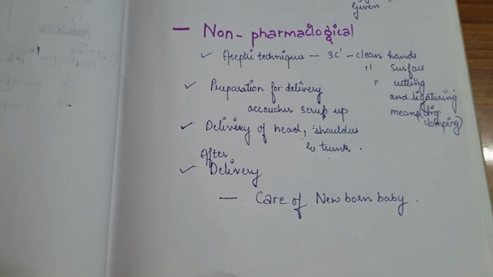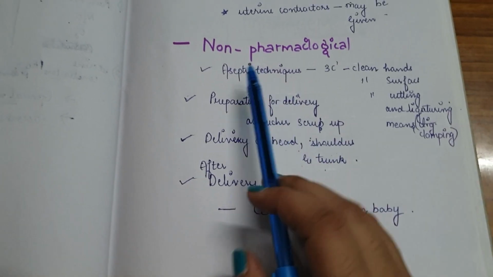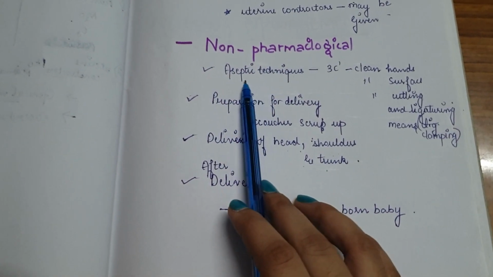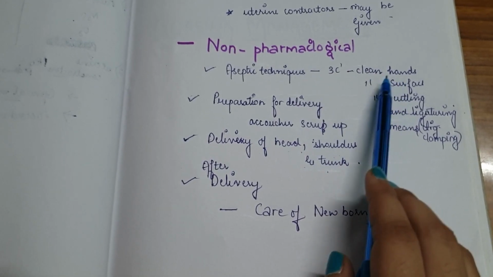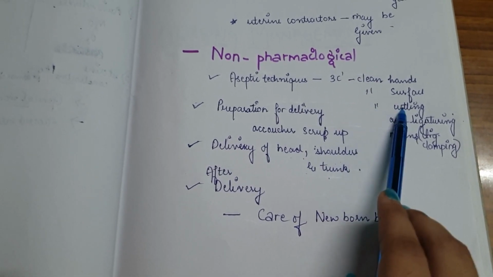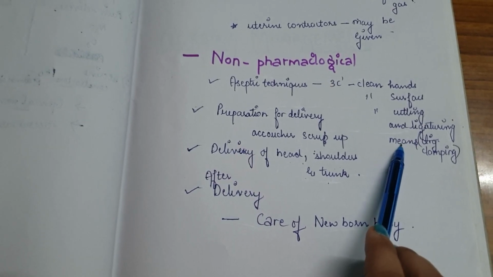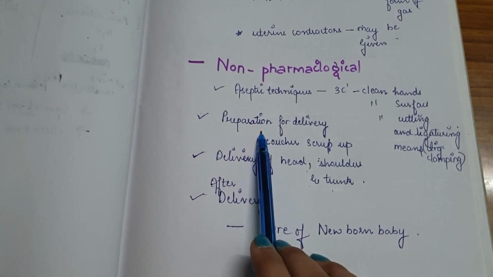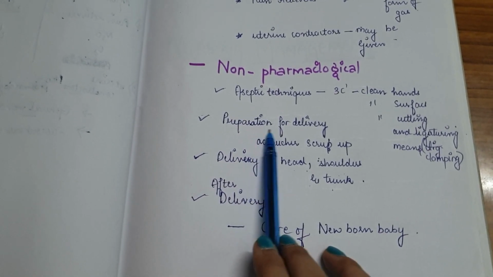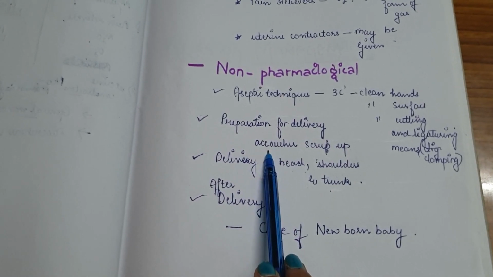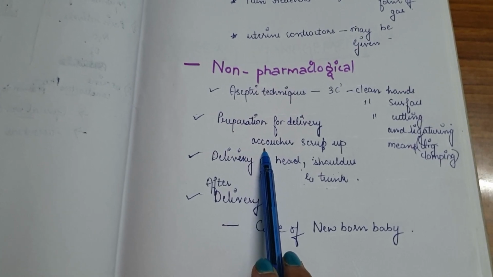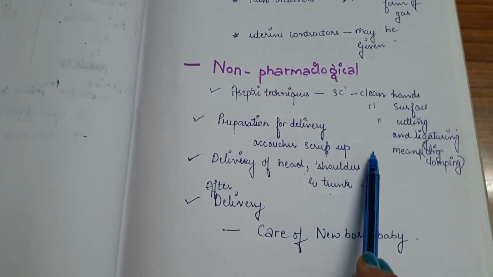In case of non-pharmacological management, the nurse must use aseptic techniques, that is, follow the 3 C's: clean hands, clean surface, and clean cutting and ligaturing of the cord, meaning clamping of the cord. Next is preparation for the delivery. The coacher scrubs up; a coacher is a person who helps in the delivery, in order to prevent infection.